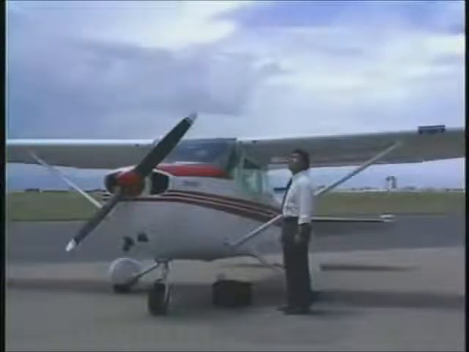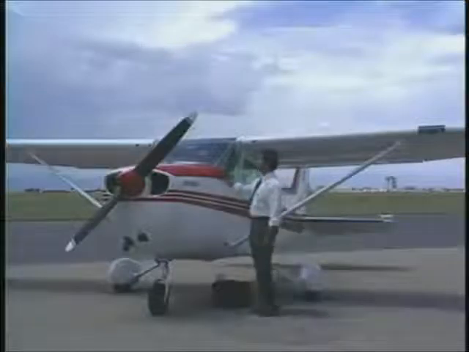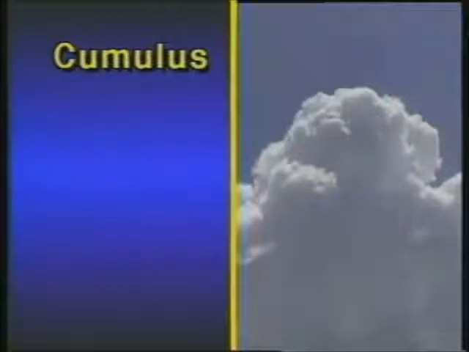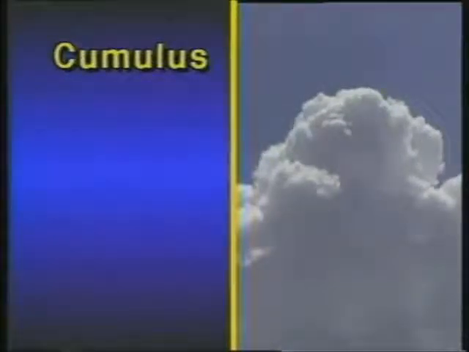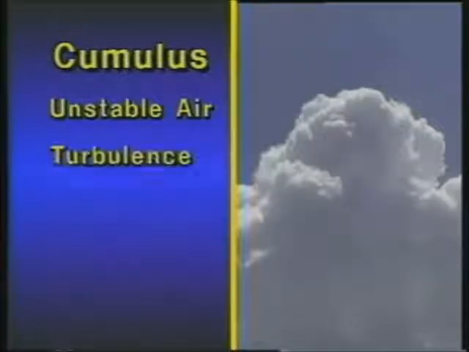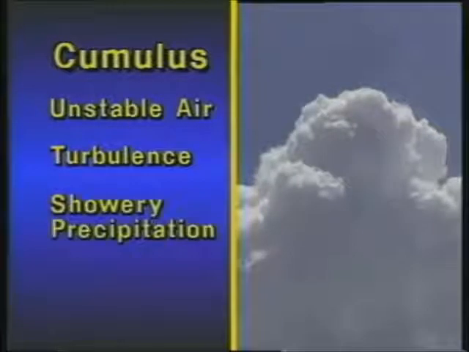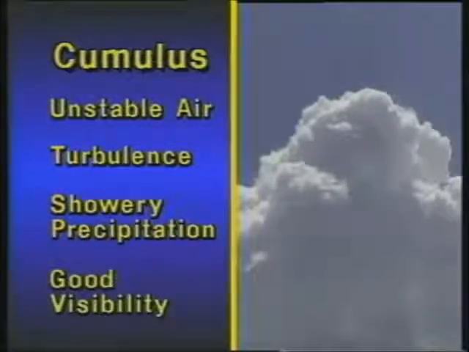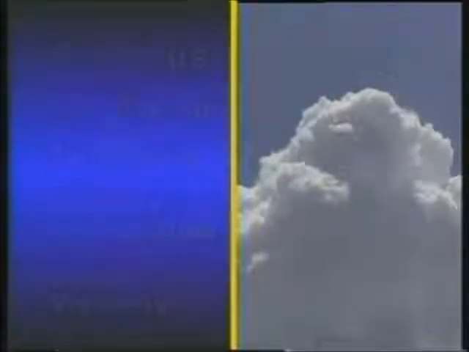Air mass stability plays a large role in the development of weather. We can best see this role in the development of clouds. There are 2 basic types of clouds, cumulus and stratus. Cumulus clouds are formed by rising currents of air, which gives them a piled up or bunched appearance. They warn of unstable air, turbulence, and showery precipitation. Visibility outside the precipitation is usually good.